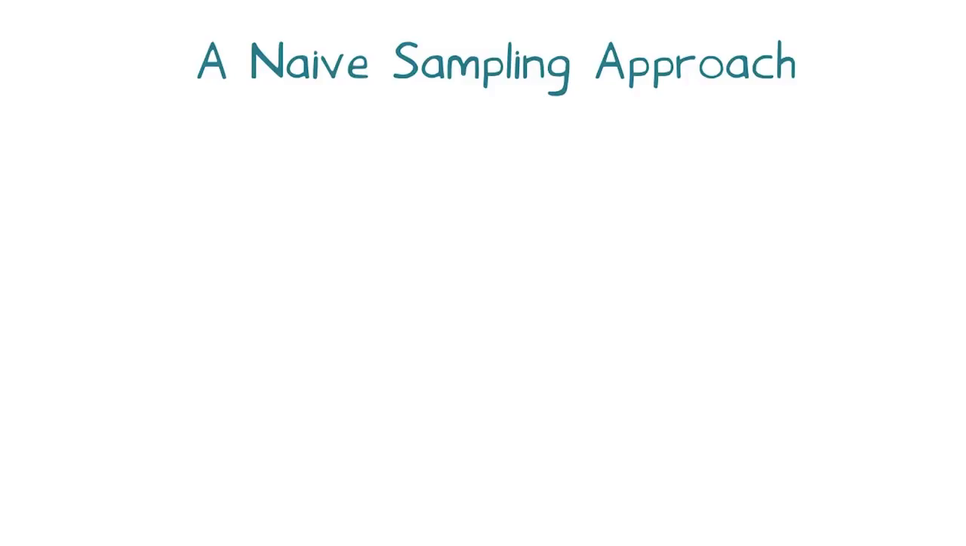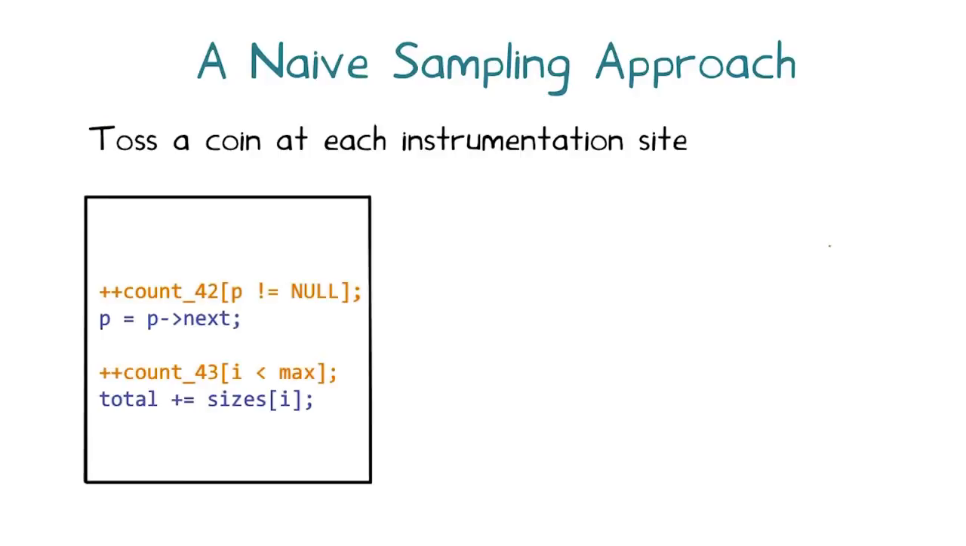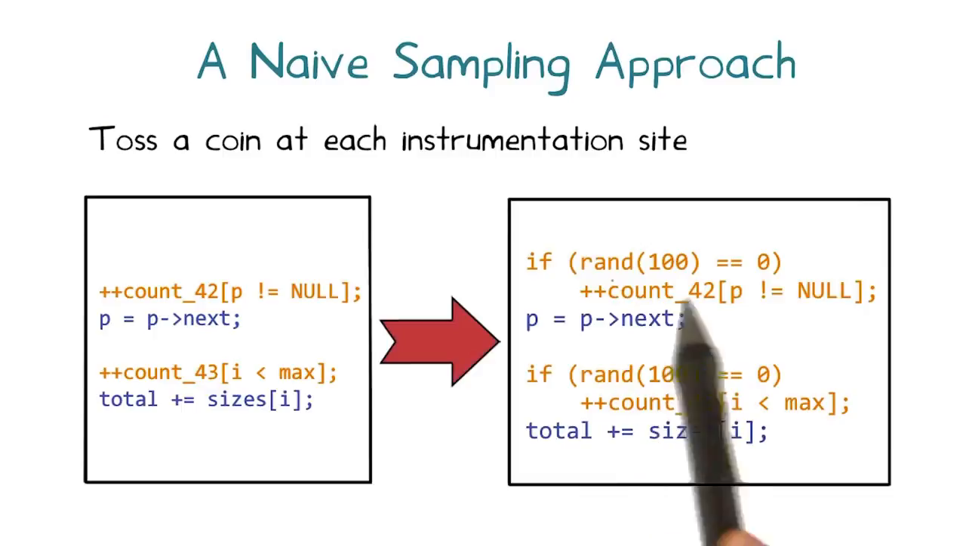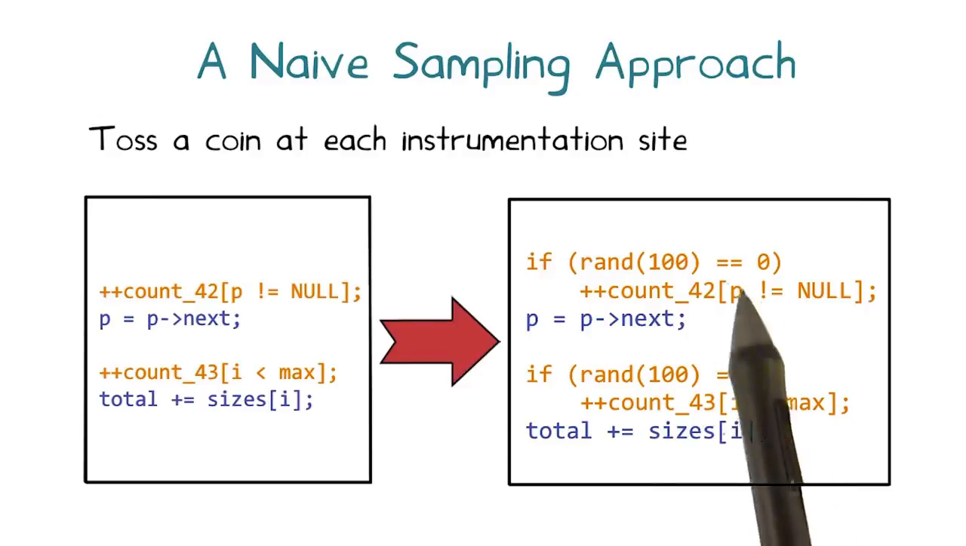A dynamic sampling system must define a trigger mechanism that signals when a sample is to be taken. Let's look at one candidate mechanism, which is to toss a coin at each instrumentation site. Suppose we want to sample at a sampling rate of 1%, that is, we want to observe on average only one site out of every 100 sites in a run. We might use some sort of random number generator that produces an integer between 0 and 99 at each site, and then only increment the count of the appropriate predicate at that site if the random number generator produces, say, 0.